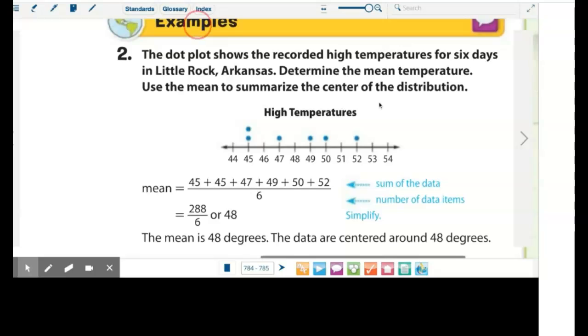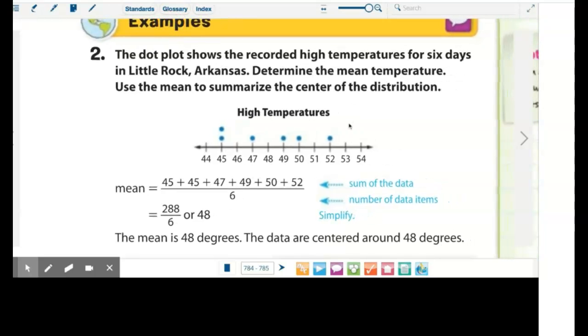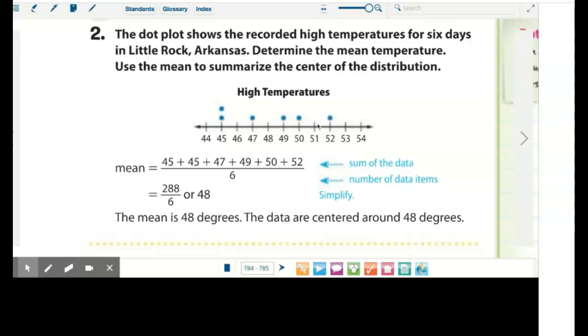Okay? Now, we're going to look at another example over here. Okay, so moving dollar signs around works sometimes, but what if the numbers are really huge, a lot larger, like these temperatures? Now, this is something called a dot plot. That previous graph was a pictogram. Okay, so the dot plot here is talking about the high temperatures for 6 days in Arkansas. So 2 of those days were 45 degrees. One day was 47. One day was 49, 50, 52. And you can see there are some temperatures that never were the high.